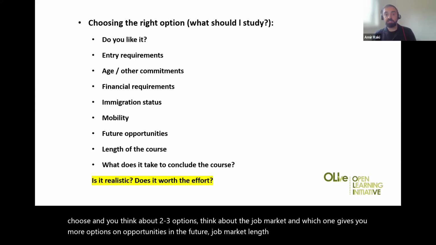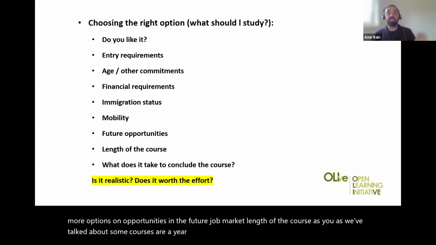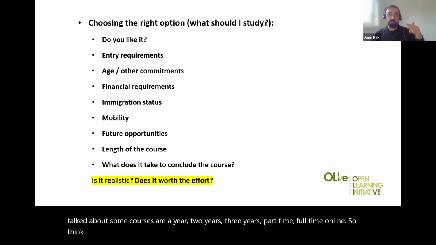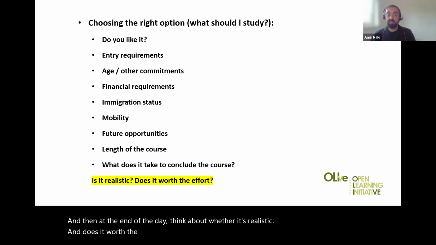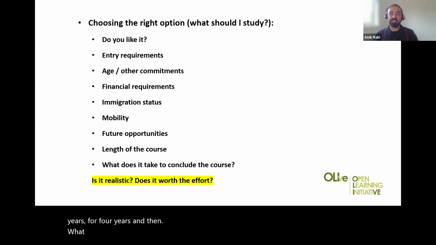Length of the course: as we've talked about, some courses are a year, 2 years, 3 years, part-time, full-time, online. So think about which one is the most suitable for you. And then at the end of the day, think about whether it's realistic and whether it's worth the effort. Just think about, okay, should I go to university for 3 years, for 4 years? And then what next?